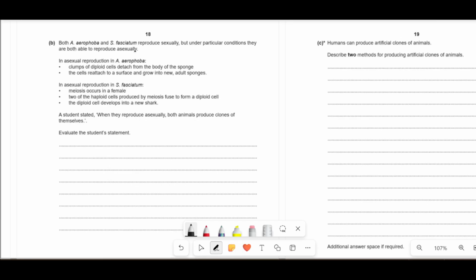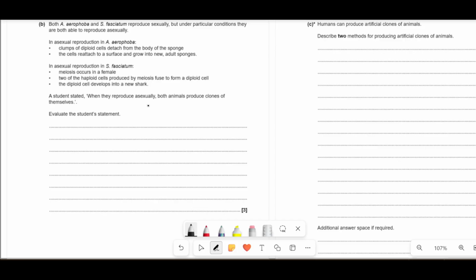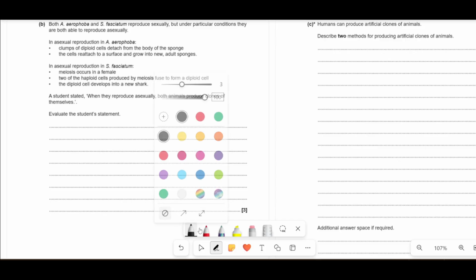So now it says both of these reproduce sexually, but under particular conditions they can reproduce asexually. In asexual reproduction of this, clumps of diploid cells detach from the body of the sponge, and then they reattach to a surface and grow into new adult sponges. In asexual reproduction in the other one, meiosis occurs in a female. Two of the haploid cells produced by meiosis form a diploid cell, and then the diploid cell makes a new shark. A student stated that when they reproduce asexually, both animals produce clones of themselves.